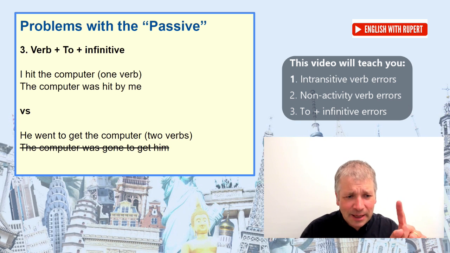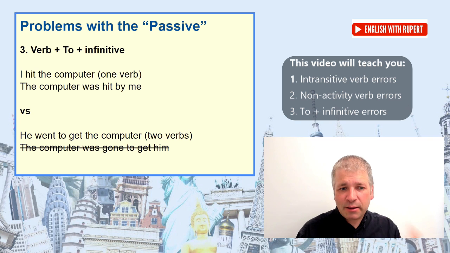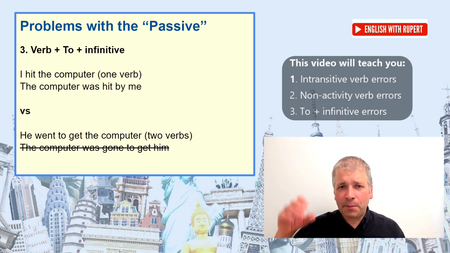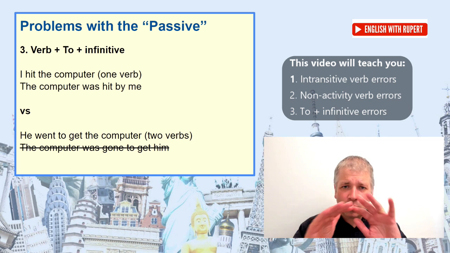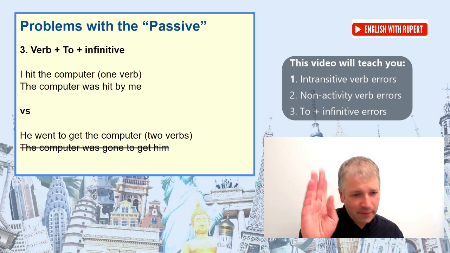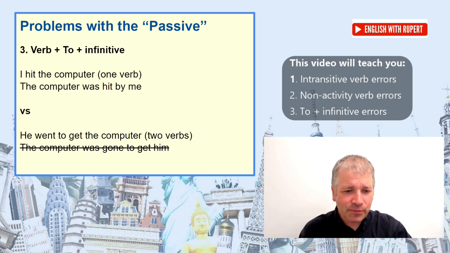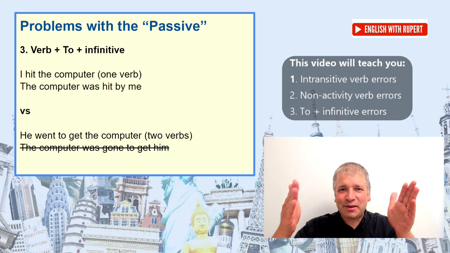And finally, this is the one that I'm seeing a lot in Facebook groups, is where the passive is used when we have 2 verbs in the sentence. We have the main verb followed by to plus infinitive and then an object. And you just get into all kinds of trouble there. So I hit the computer has 1 verb. That's fine. But he went to get the computer. We're starting to add lots of stages to the sentence.